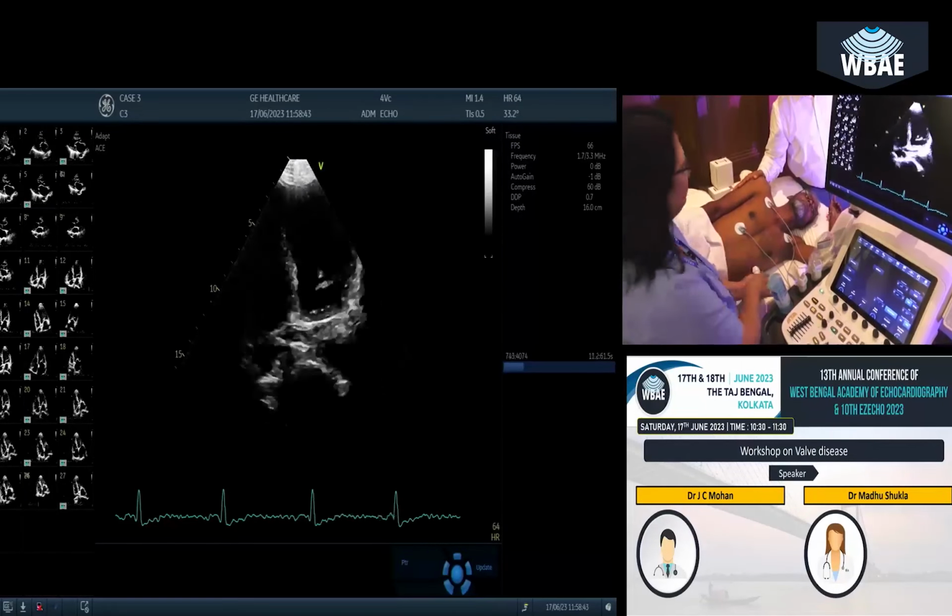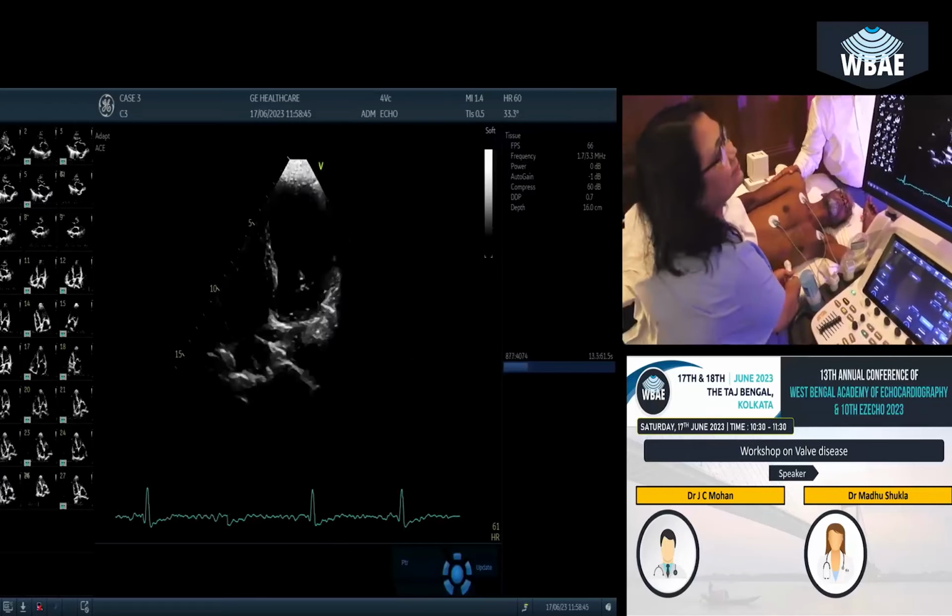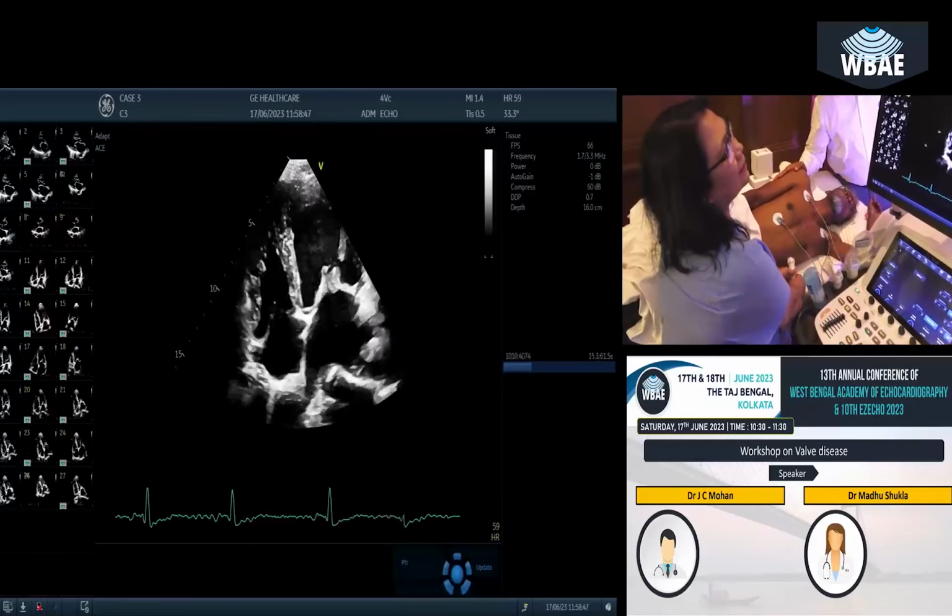In ARVC, you have to measure the RVOT in plaques. Yeah, that's a different thing. You are right.